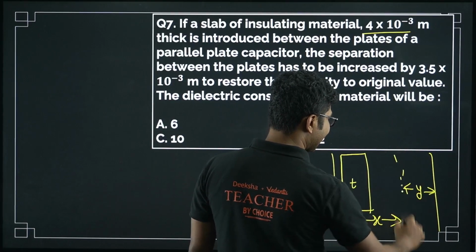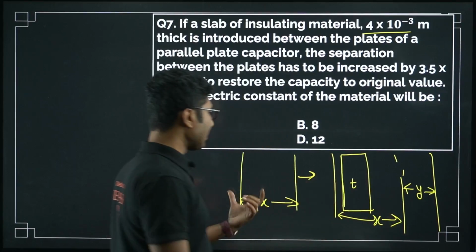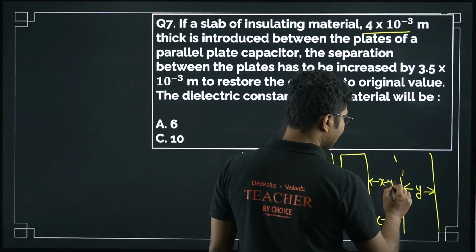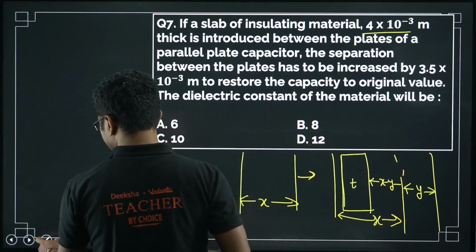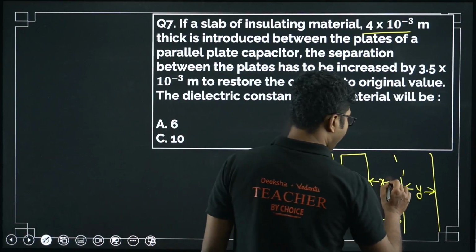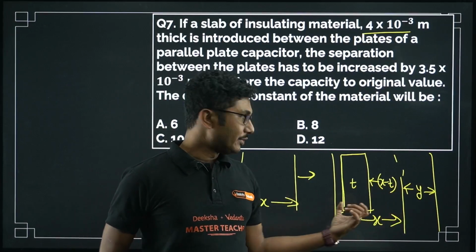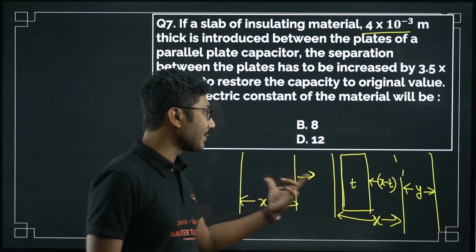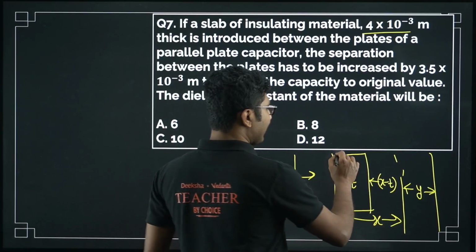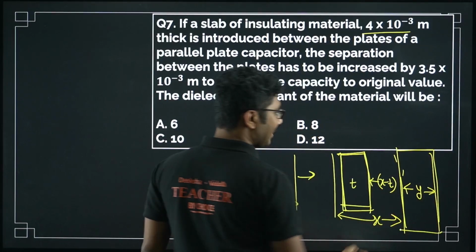This is the original distance x. We do not know what x is, but we know that whatever is the capacitance of this plate equals the capacitance of this plate, and this definitely will be x minus y, sorry, x minus t, my mistake, this will be x minus t. If you increase the distance by this amount, then only the capacitor gives you the same value. Whatever this is increasing, this is decreasing the capacitance by the same amount.